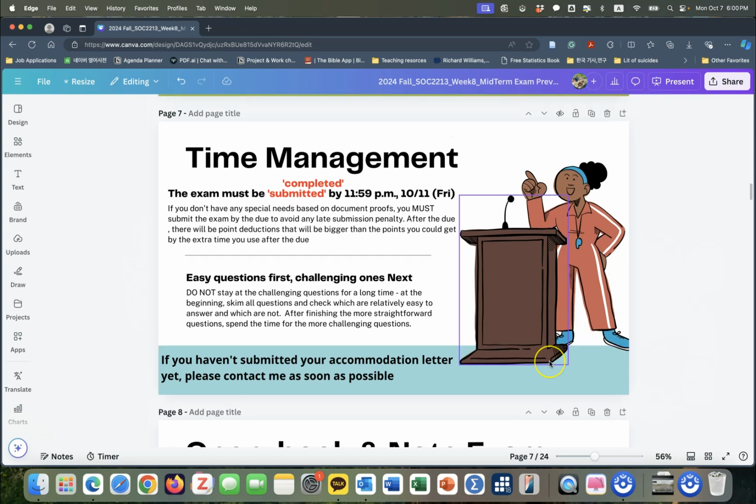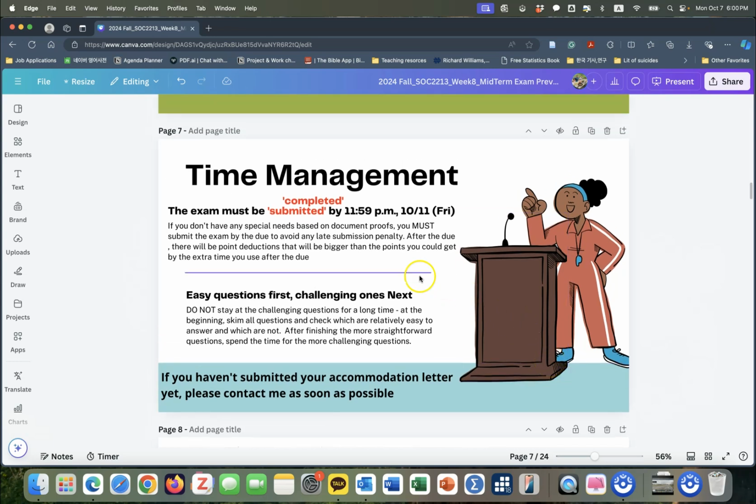So time management is also very important. Even though I give you the 72 hours for your exam, submitting by the due date will be imperative, because the exam will be closed after the due date, and if you don't have any document proof or accommodation, it's almost impossible to give you an extension, a makeup exam, or other types of accommodations.